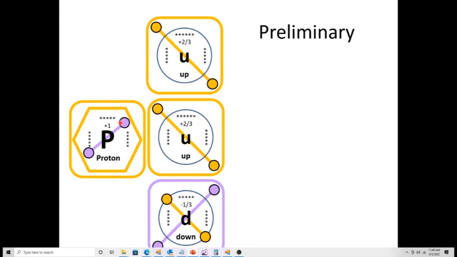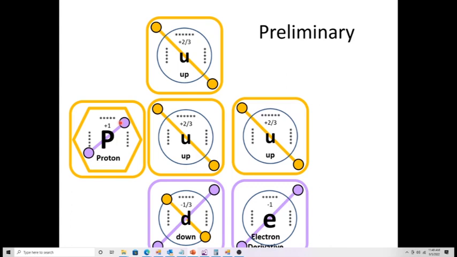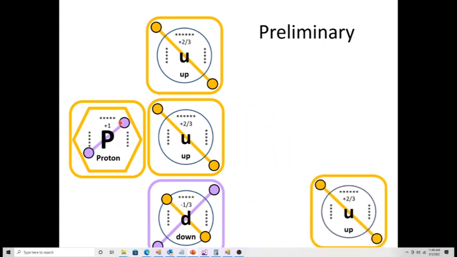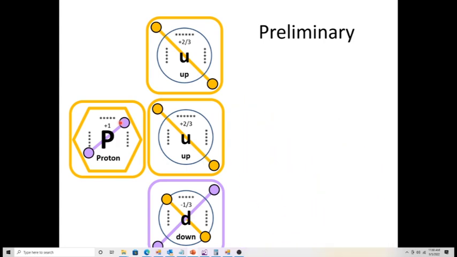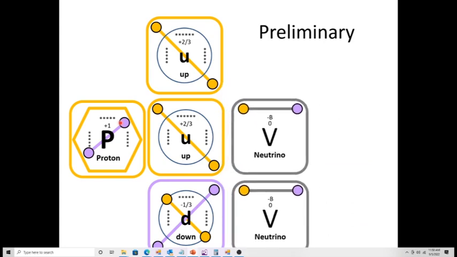Okay, but that's not the end of the story here, because if you hit this thing with enough energy, the down quark can break down into a small electron derivative and another up quark. So you can get almost 4 quarks out of this thing. But even worse, there's another possibility that instead of breaking it down into other quarks, the down can break down into neutrinos.